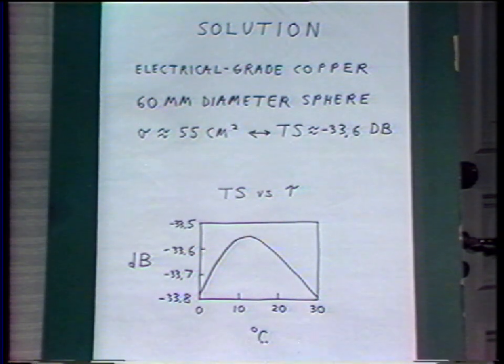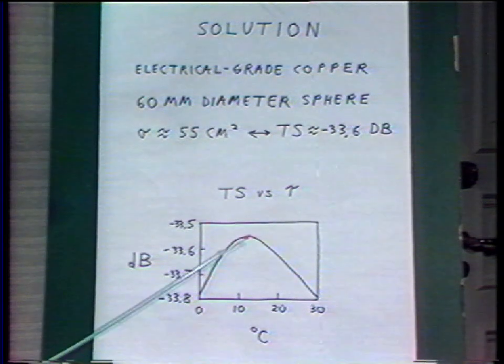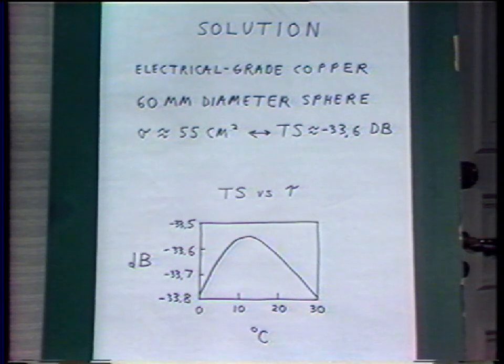For the nominal operating characteristics of the 38 kilohertz echo sounder, the backscattering cross-section is about 55 square centimeters. Hence, the target strength is about minus 33.6 decibels. The goodness of the solution is seen in the relative insensitivity of target strength to temperature. The total variation is less than 0.3 of a decibel.